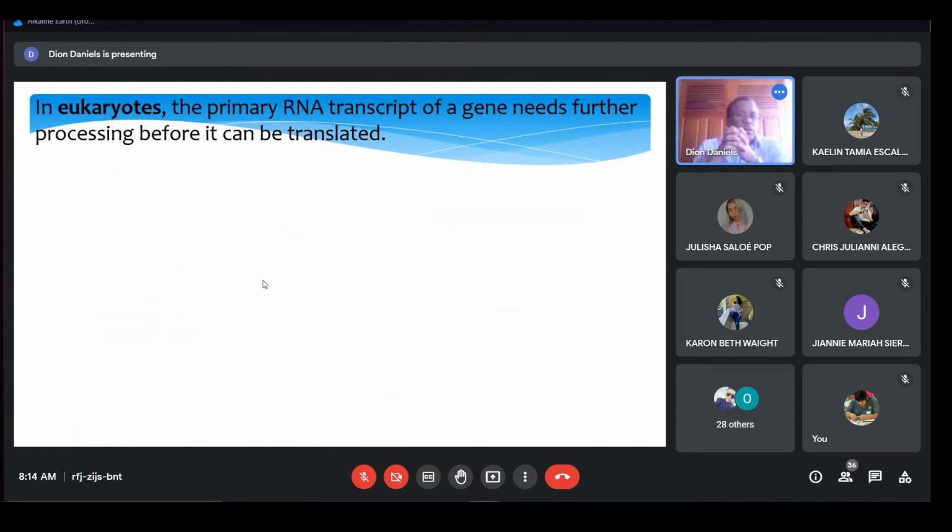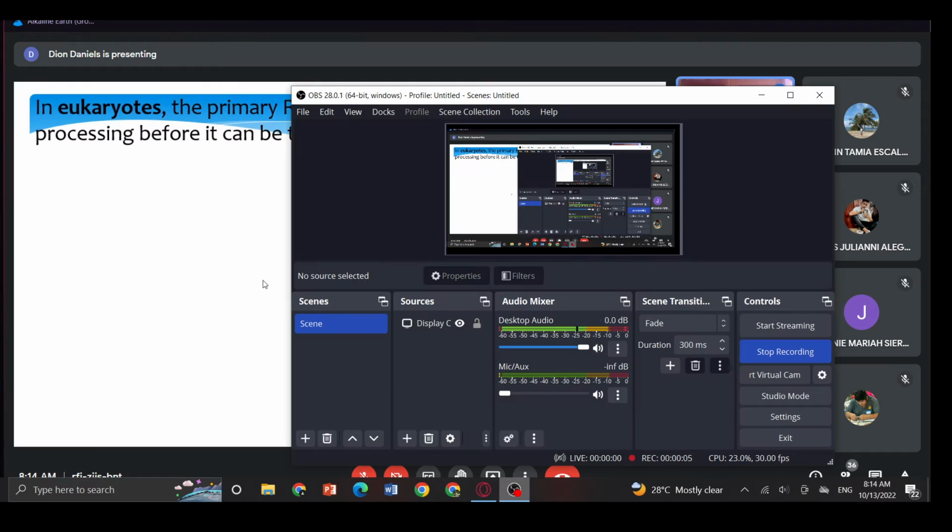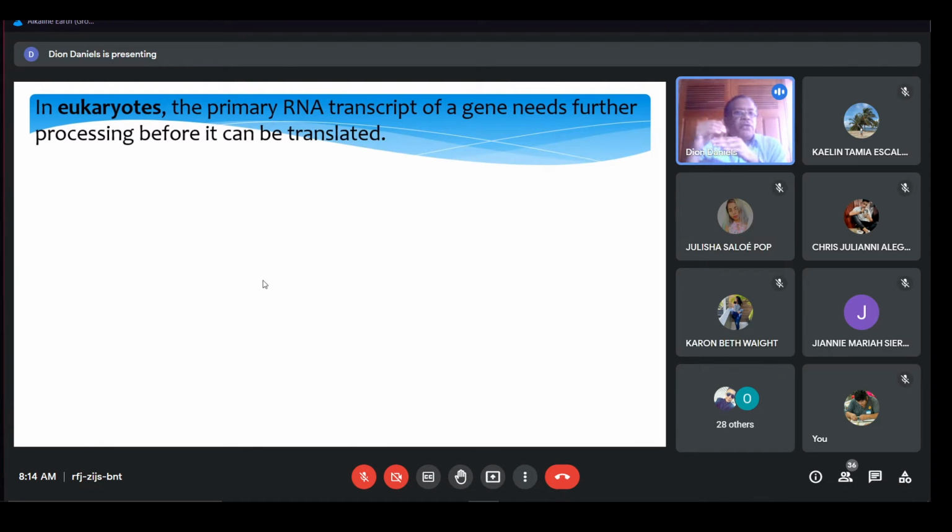In eukaryotes, the primary RNA transcript of a gene needs further processing before it can be translated. So in eukaryotes, that messenger RNA that is produced cannot start translation immediately. It has to be processed. And that term process means several things must happen to that messenger RNA before it becomes a mature messenger RNA and starts the translation process. All right, we'll get into the details of what RNA processing involves.